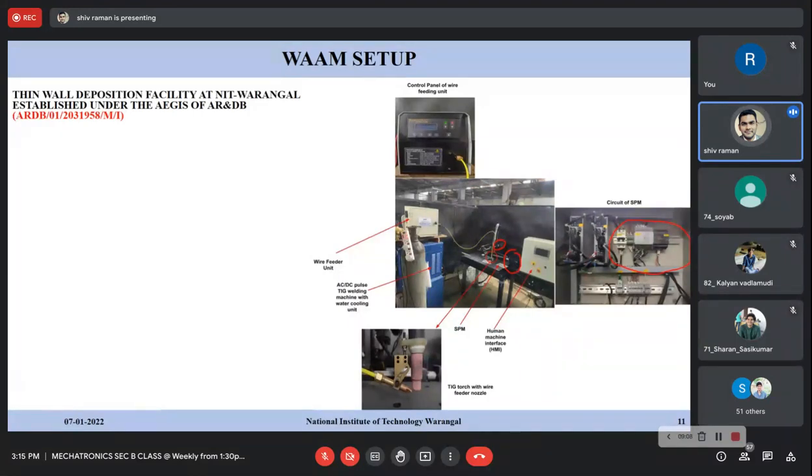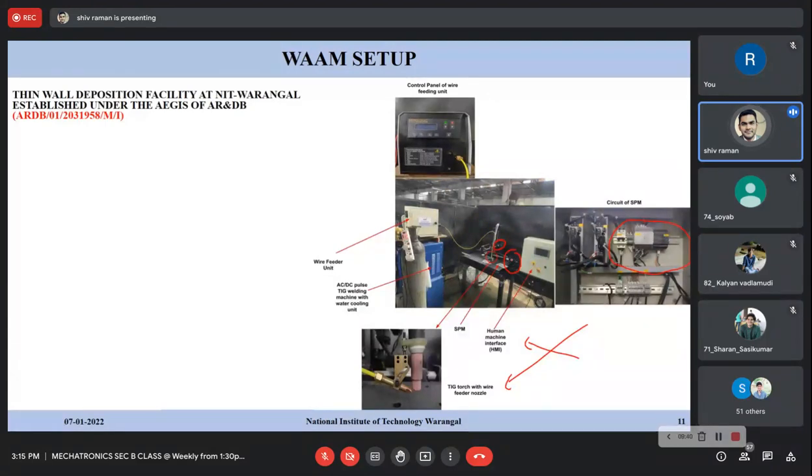You don't have an automatic welding system here, but during lockdown we were able to develop this. It's a servo control, a kind of mechatronic system which can provide you welding in X and Y direction. This was developed with funding received from DRDO. How this system works and the PLC logic controls we will cover at the end, when we cover the PLC system.